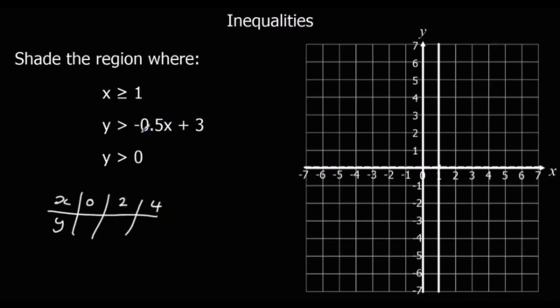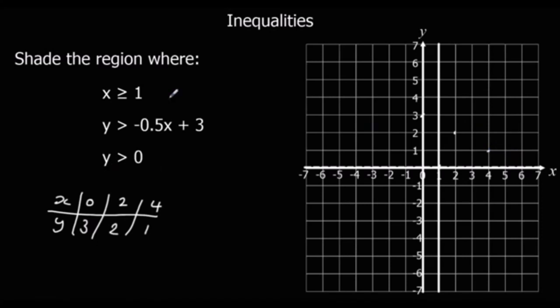I'm using even numbers because I know I've got to times it by a half. So minus a half times 0 is nothing, plus 3 is 3. Minus a half times 2 is minus 1, plus 3 is 2, sorry. Minus a half times 4 is minus 2, plus 3 is positive 1. So that gives me 0, 3 there, 2, 2 there, and 4, 1 there.